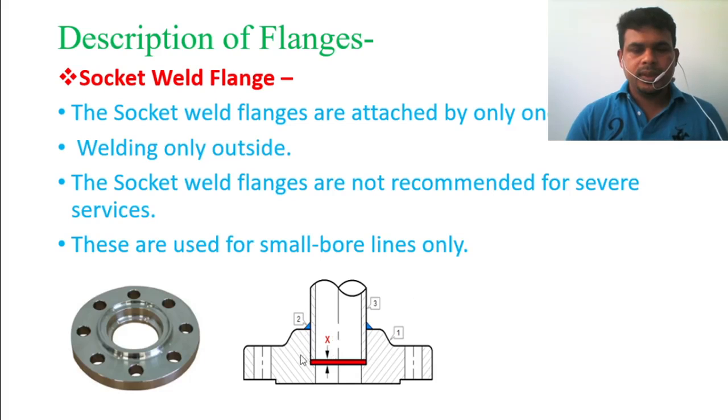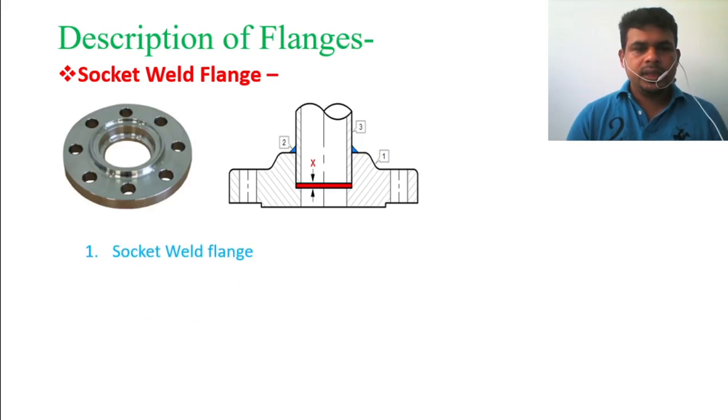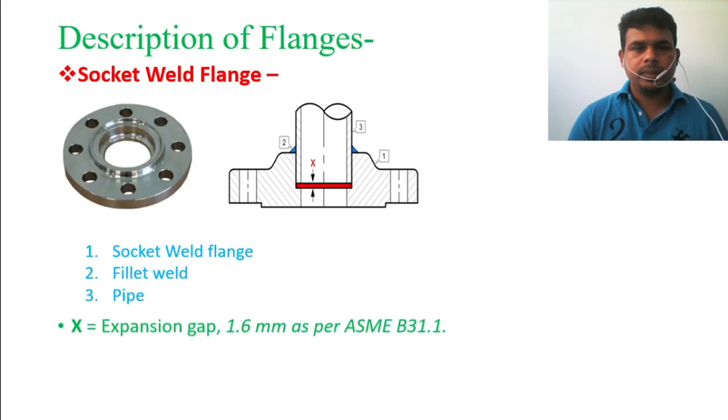So this is the socket weld flange. Number 1 is the socket weld flange, number 2 is the outside welding, the fillet weld, which is to be welded fully circumferentially, and number 3 is the pipe.